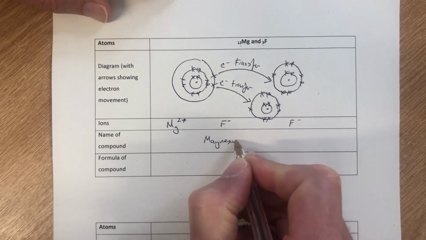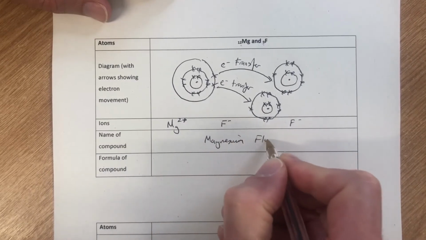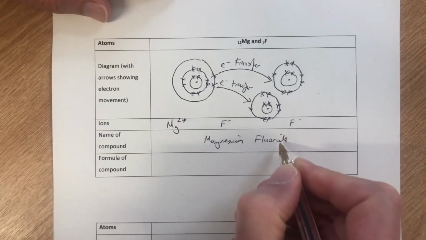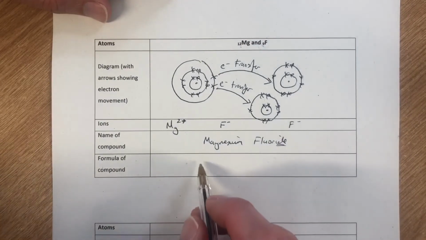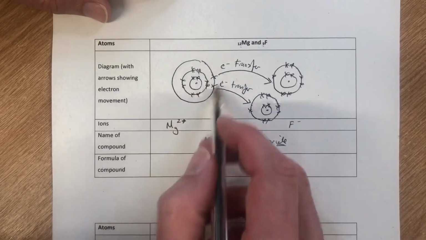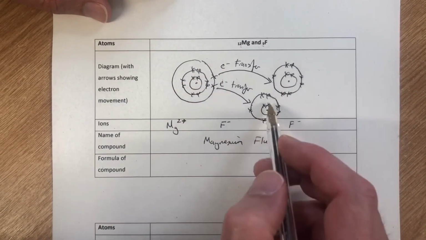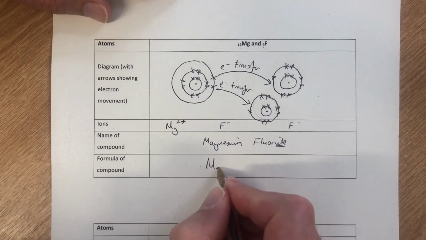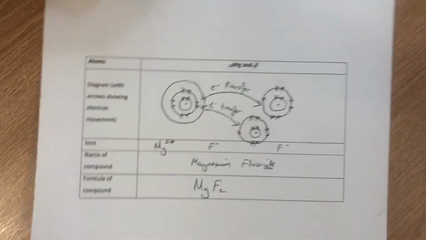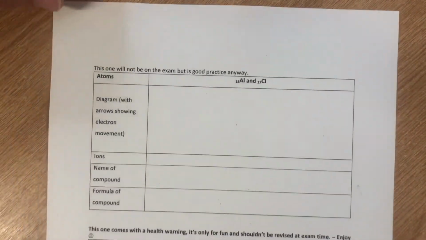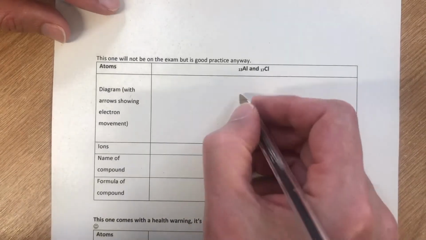Name of the compound, magnesium and fluorine. A compound of magnesium and fluorine is called magnesium fluoride. We always write the metal's name first and the non-metal second, magnesium fluoride. Now the formula of the compound, we've drawn 1 magnesium and we've drawn 1, 2 fluorine, so it's MgF2. Right, you can have a go at that one on your own. And we'll quickly have a look at this aluminium and chlorine here.